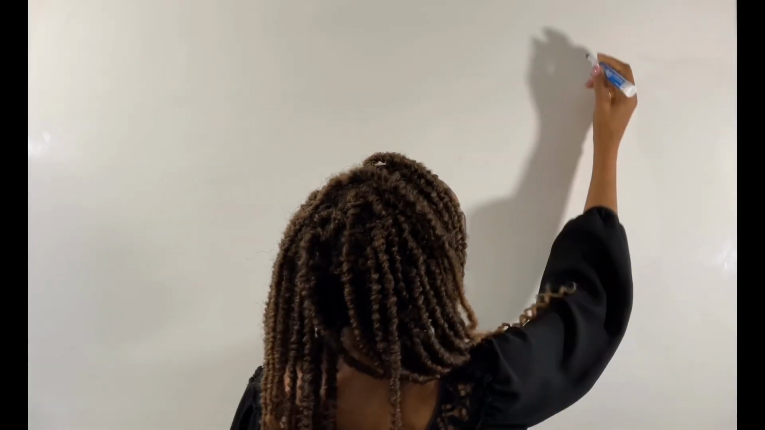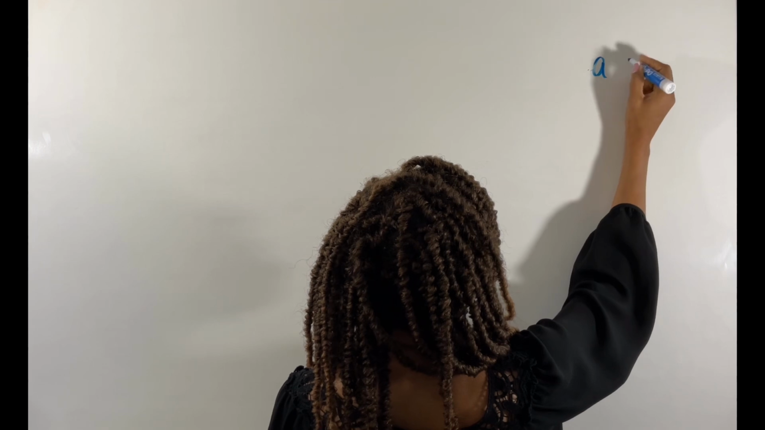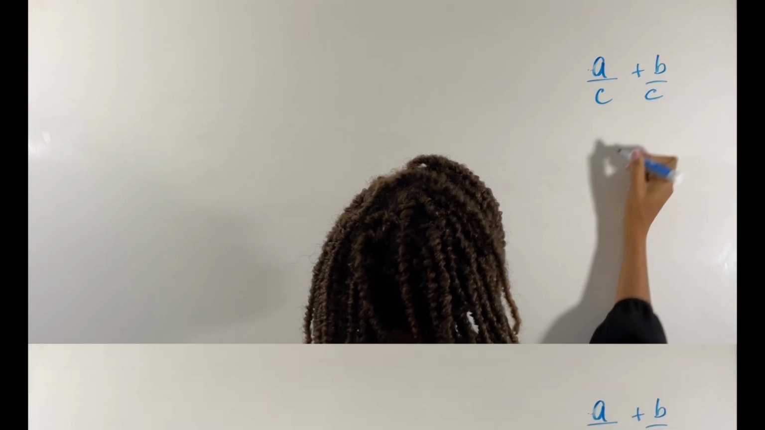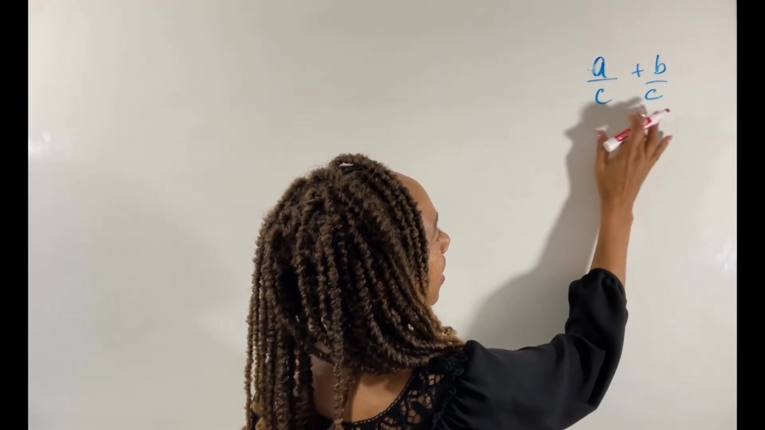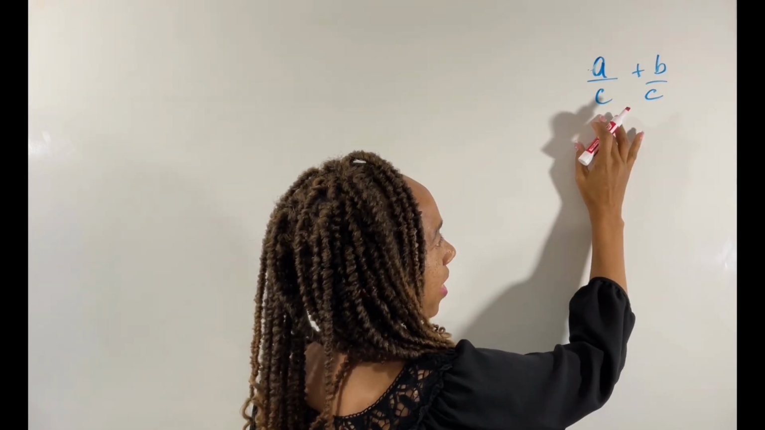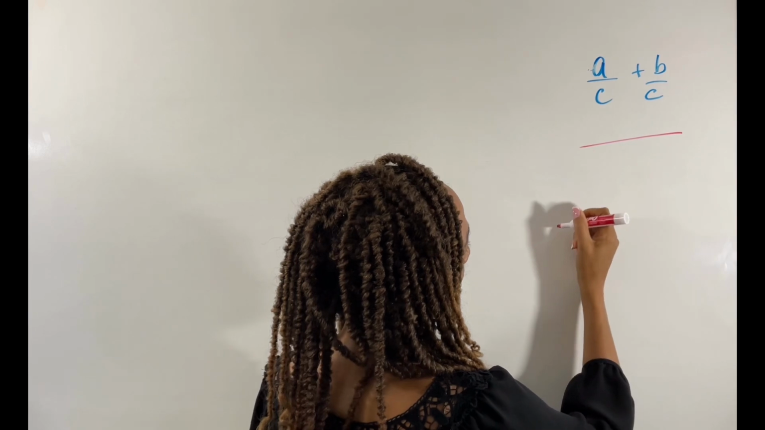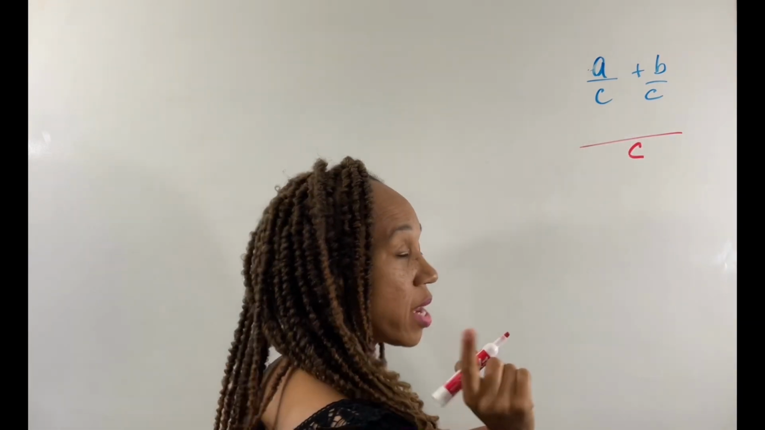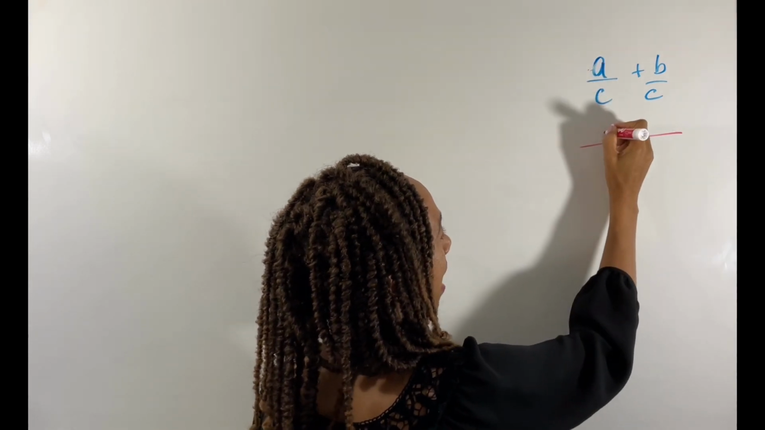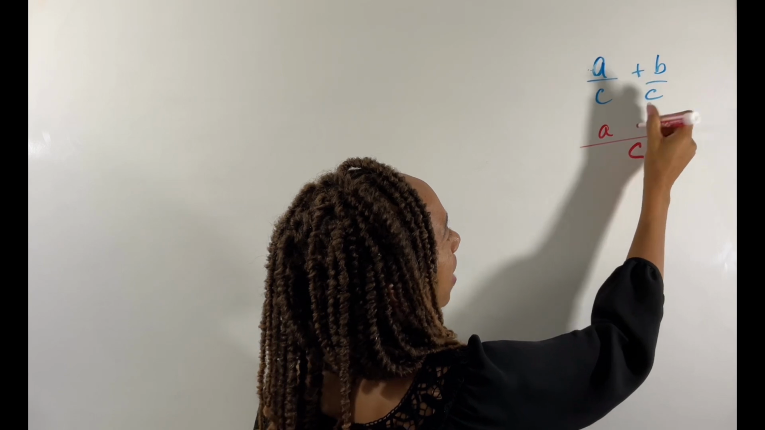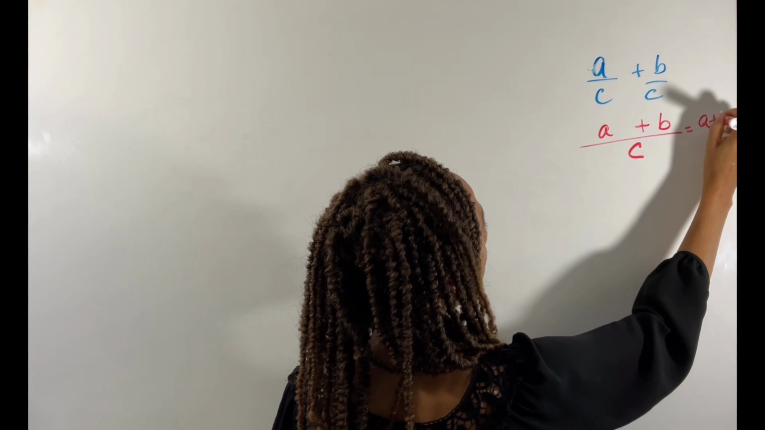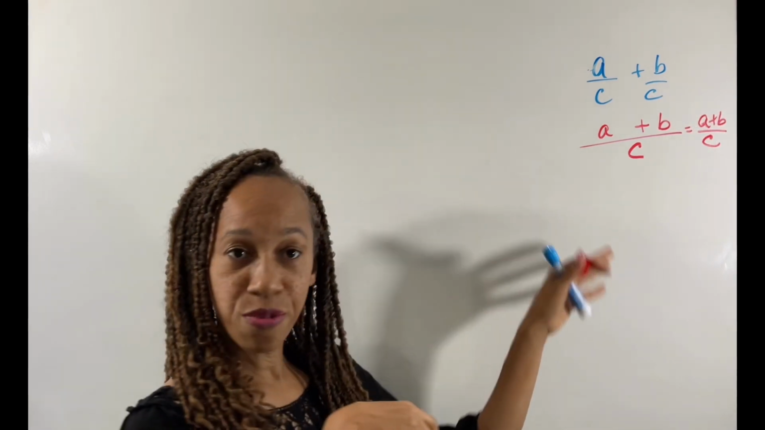So, if you are given A over C plus B over C, in order to add these, we will notice that there are common denominators here, right? And so we will draw a long line and we will put C there, we just need one. And so you will say C into C is simply one time. 1 times A is A. And C into C is 1 time. 1 times B is simply going to be B. So your answer here would be A plus B over C. And you can't do anything further with that.